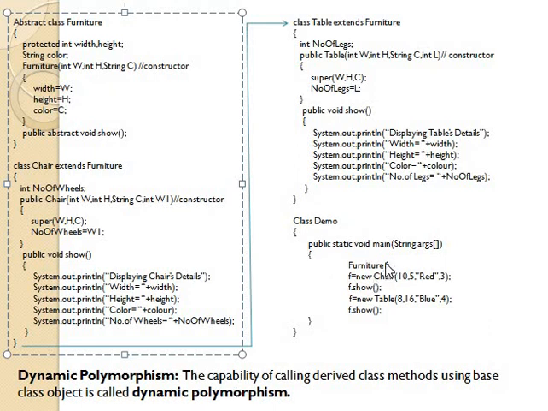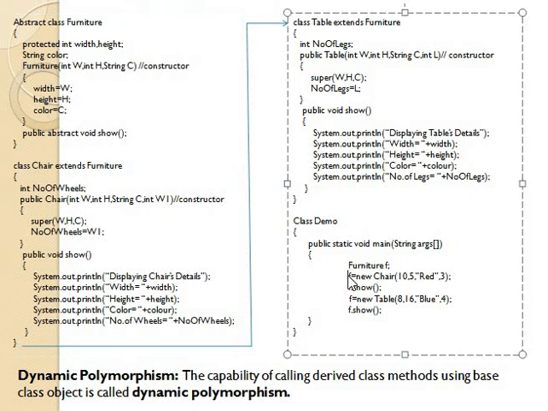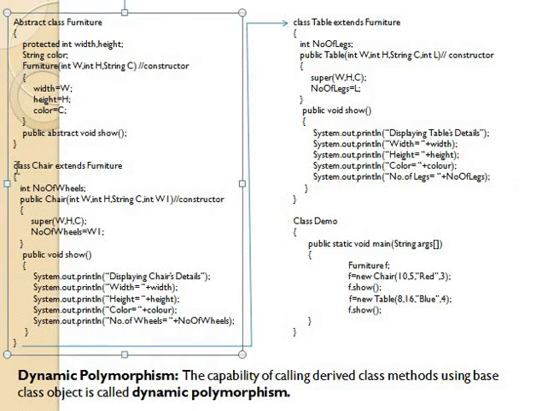And now that the object f, which has been created for the class furniture, has been instantiated with the derived class chair with the help of the new keyword, the control will now shift from here to the derived class chair, and now it's going to find out and invoke the constructor for this derived class chair. Here is this constructor.